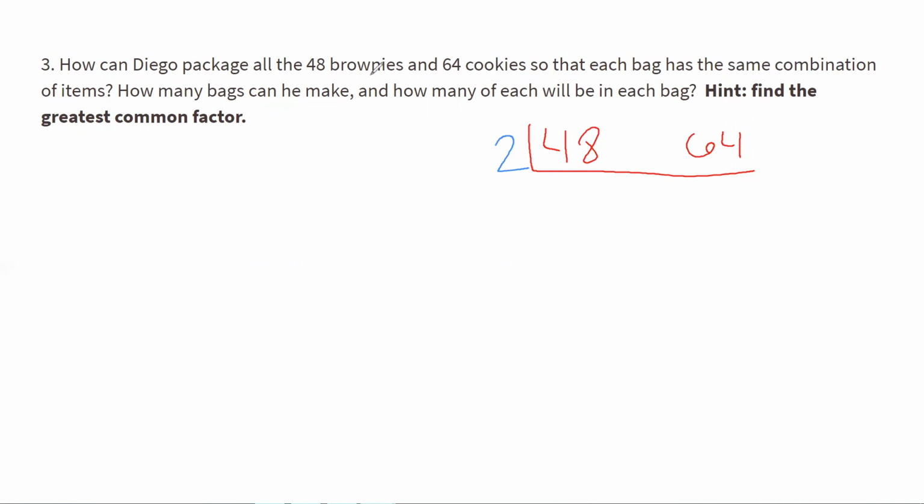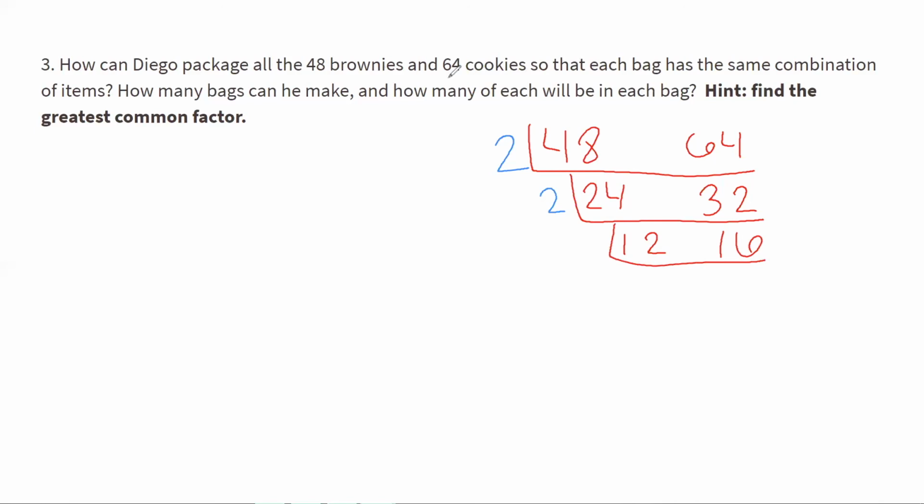48 divided by 2 is 24. 64 divided by 2 is 32. Make a new cake layer. Again, 24 and 32, both even numbers, both divisible by 2. 24 divided by 2 is 12. 32 divided by 2 is 16. Make a new cake layer. Find the next common factor.